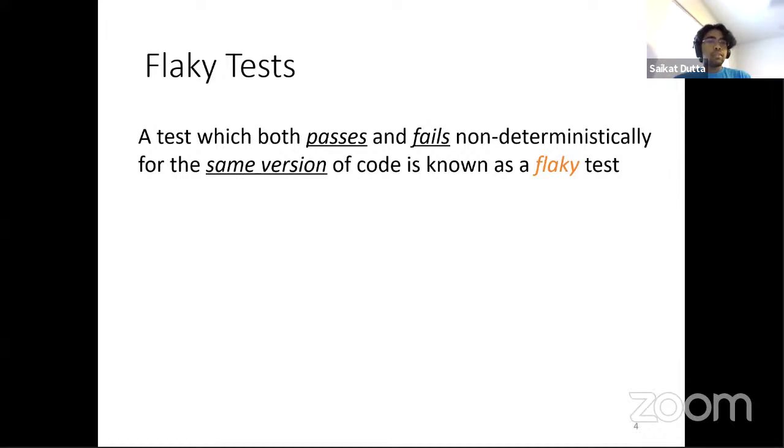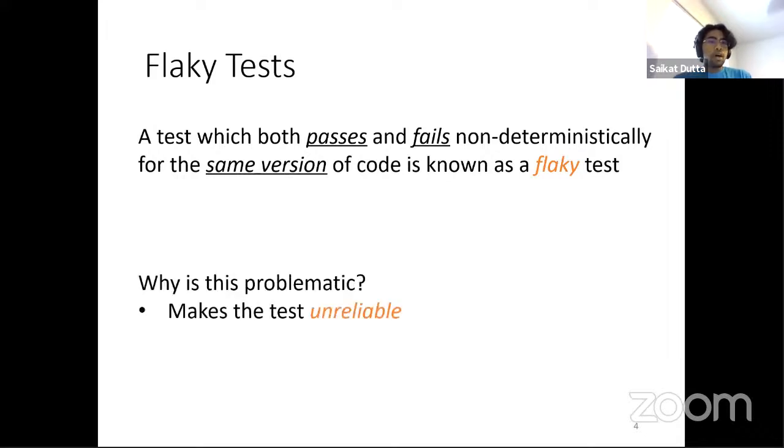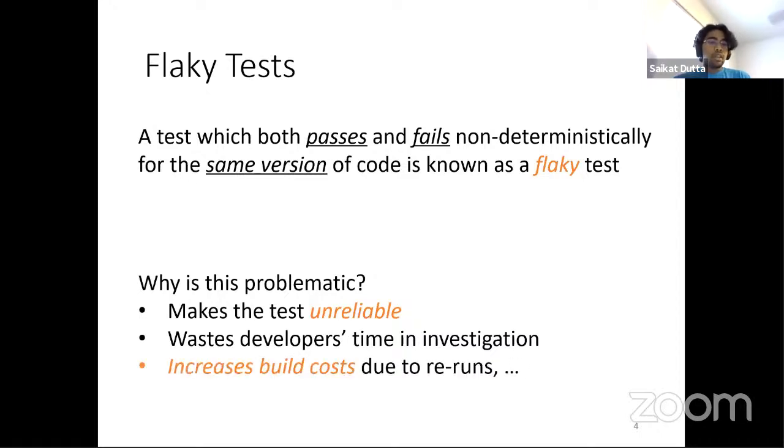A test which both passes and fails non-deterministically, even for the same version of code, is known as a flaky test. So why is this such a problem? Flakiness makes a test unreliable. The developer can no longer trust the outputs of the test. Second, it also wastes developers' time spent investigating the failures. And third, it also increases the build costs because the CI, the continuous integration systems, typically rerun the failed test.